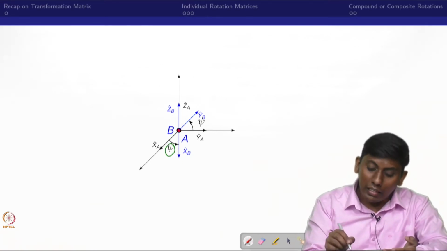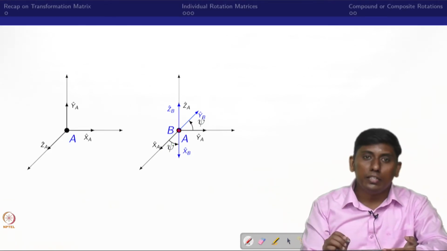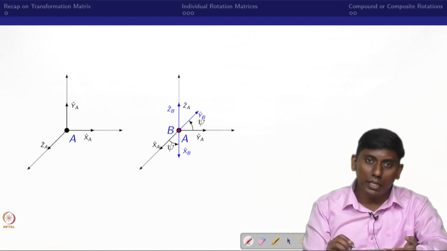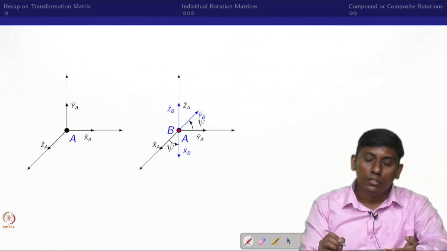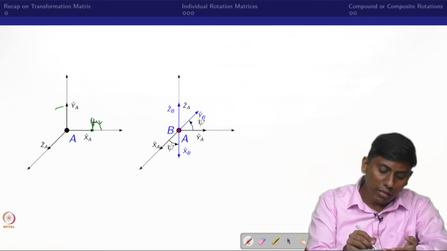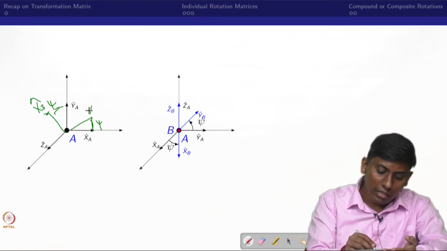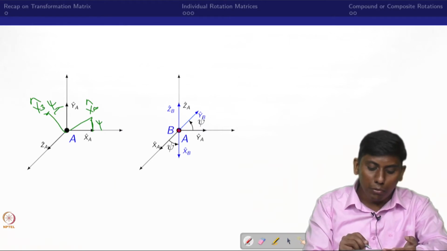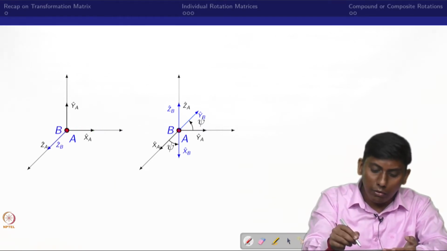Again, it is not very clear, so we'll take the same approach. We put ZA cap coming out of the screen, and use X and Y on the screen. If I rotate, both axes rotate by the angle phi. This is YB cap, and this is XB cap. Now we project XB cap onto frame A.